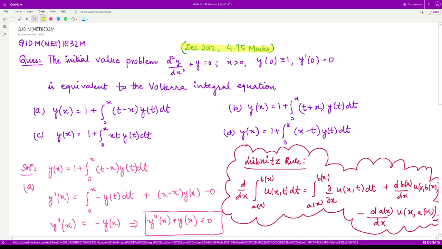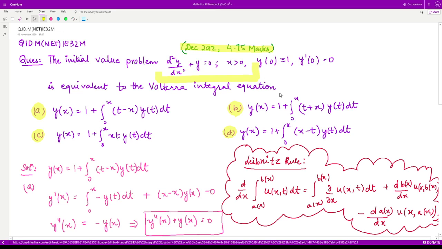That means we are given the initial value problem and they are asking which of these four Volterra integral equations this initial value problem is equivalent to. So this initial value problem is equivalent to A, B, C or D, which one of these? Although it involves a differential equation, we can solve it using the methods of integral equation.